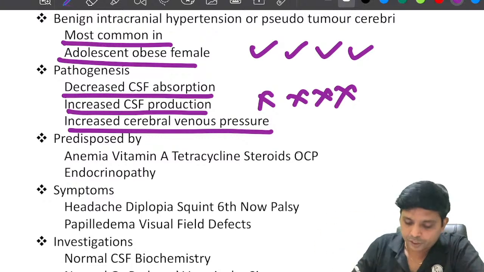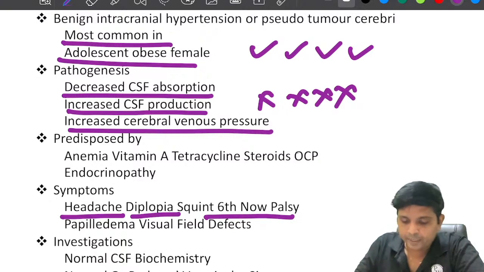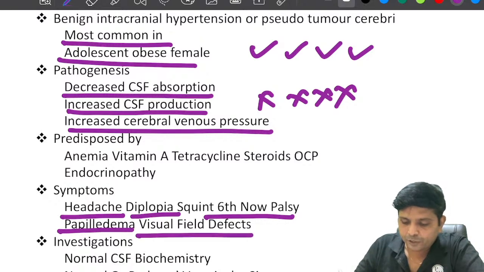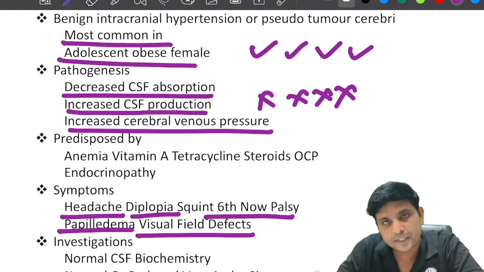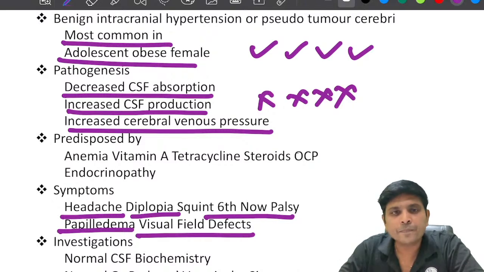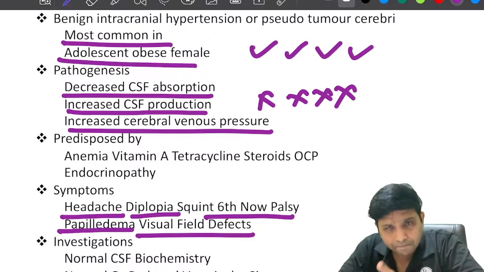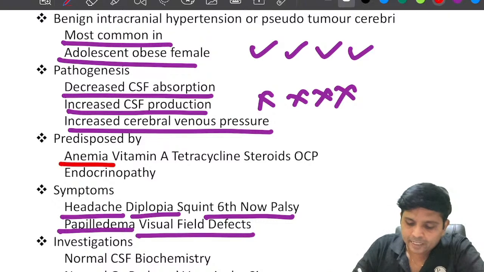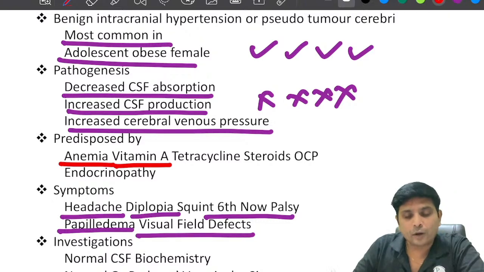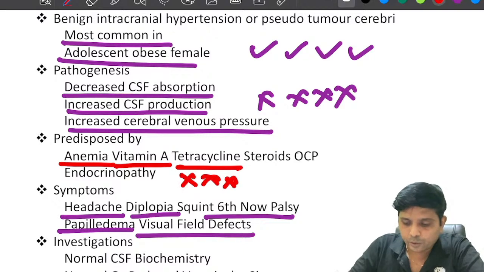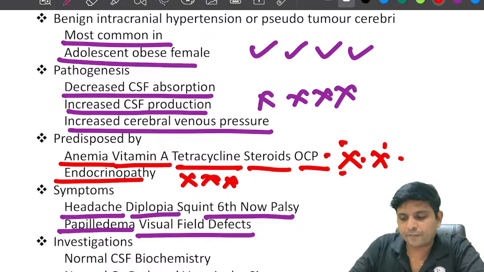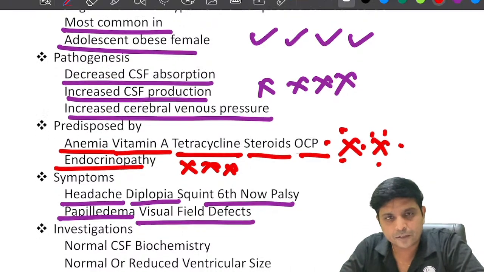Look here, the manifestations are diplopia, headache, sixth nerve palsy, squint, convergent squint. Sixth nerve palsy means convergent squint. Papilledema, visual field defect. Whenever any child comes with these symptoms, you need to suspect benign intracranial hypertension. Predisposing factors are anemia, vitamin A, outdated tetracycline, which we don't use now, steroids, OCPs, endocrinopathy. These questions can often be asked.